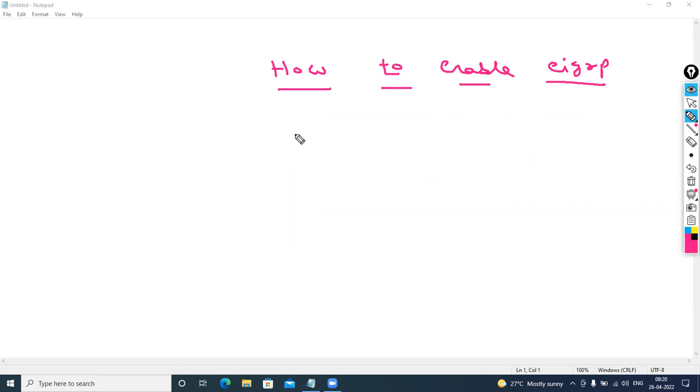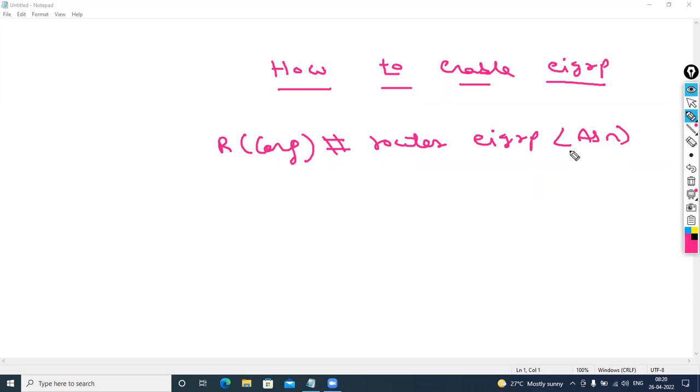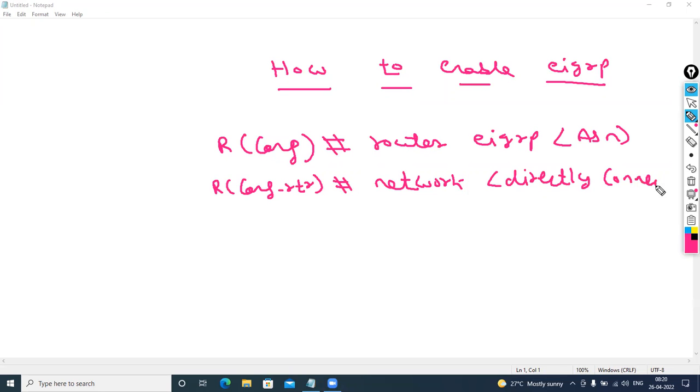So you have to go to the router, go to the config mode. So router EIGRP, and the ASN value. ASN stands for autonomous system. Then you need to advertise your directly connected networks. Then we have no auto summary.